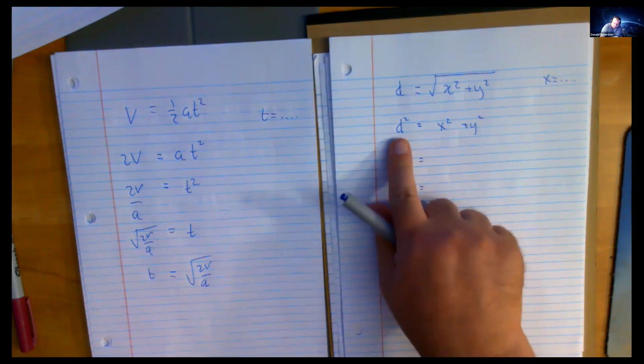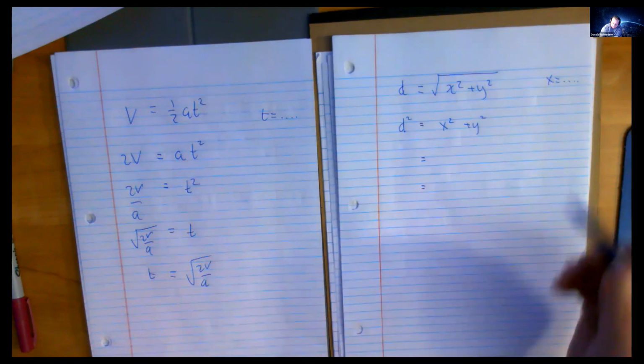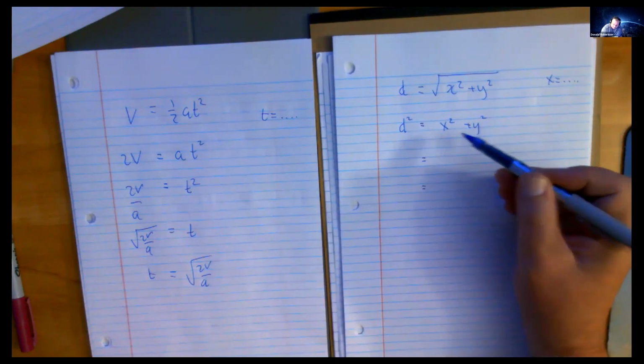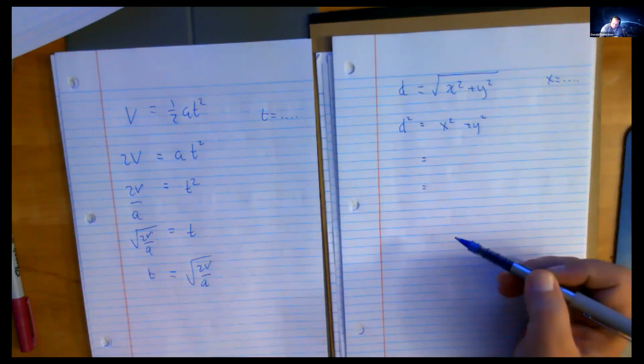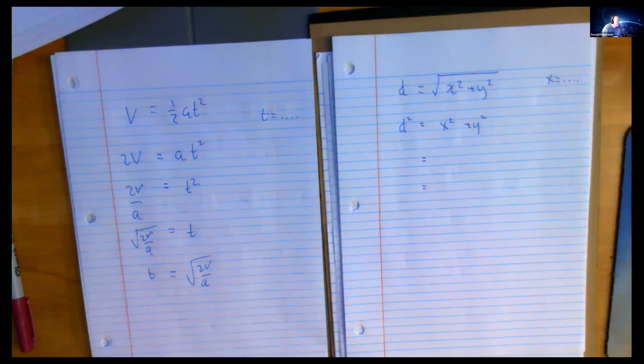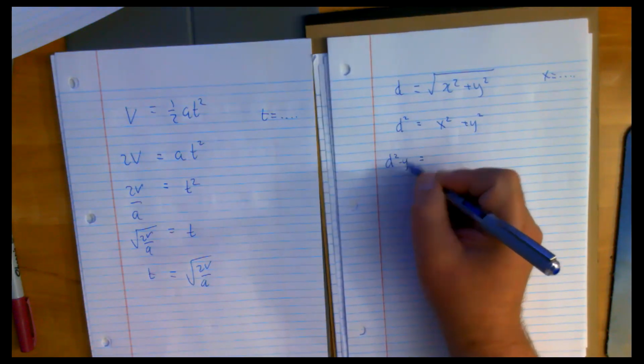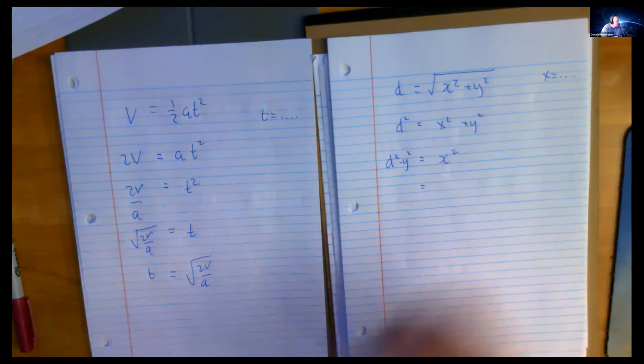We're looking at d squared equals x squared plus y squared, right? That's what we're looking at on the screen. Hopefully you've got the screen in front of you. And I want to eventually get x on its own. And so my question is, what do I need to do to both sides to get closer to that place? Subtract y squared. I like your thinking. Does that kind of make sense?